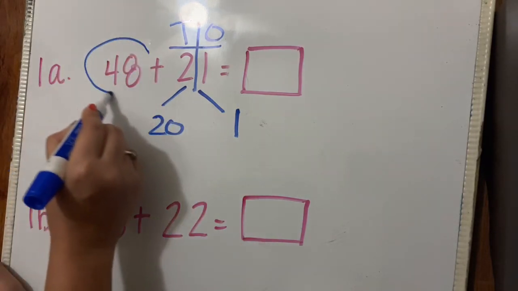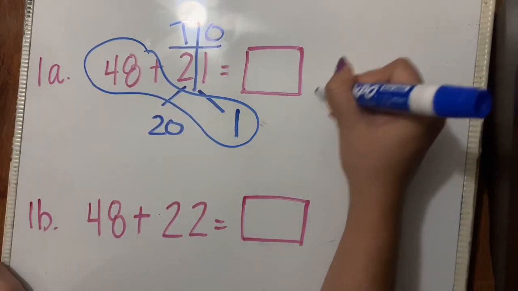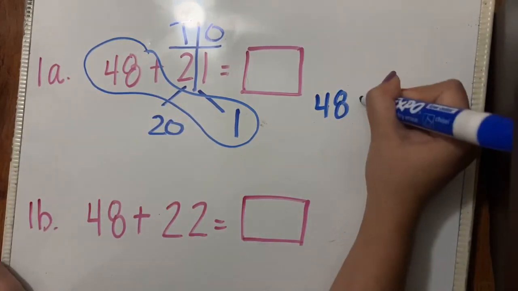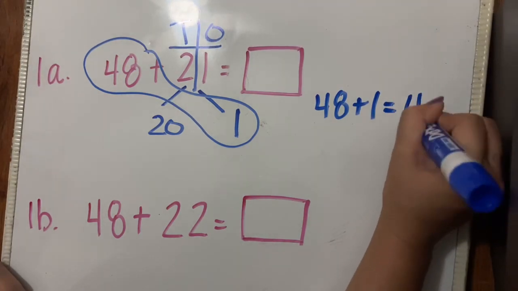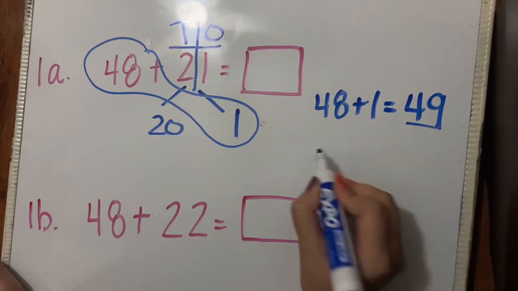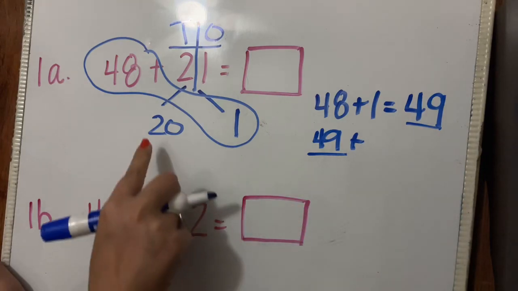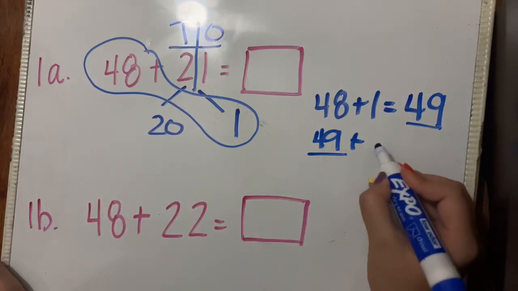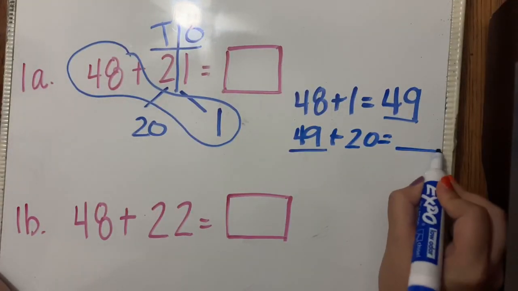So I'm going to do 48 plus 1. I'll write it over here. So 48 plus 1, that's easy, is one more. So 48, 49. Easy. All right, now we have 49. It's going to move on down. Plus my number that's left out, which is 20. And that's going to equal my answer.